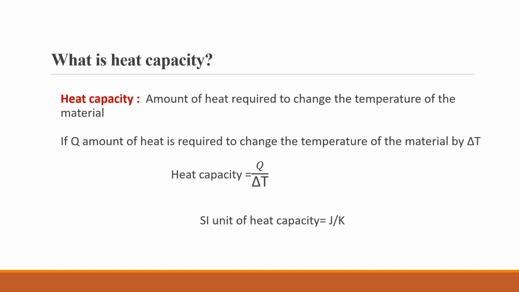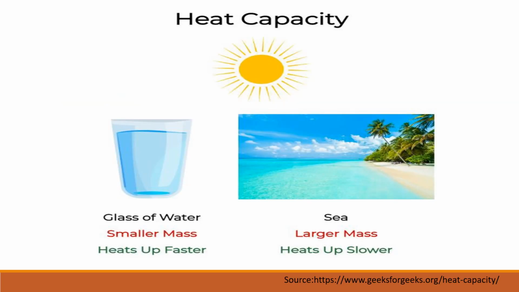Next, the unit of heat capacity. The unit of heat capacity is the amount of energy supplied per rise in temperature. The unit of energy Q is joule, and the rise in temperature is given in Kelvin. So the SI unit of heat capacity is joule per Kelvin.